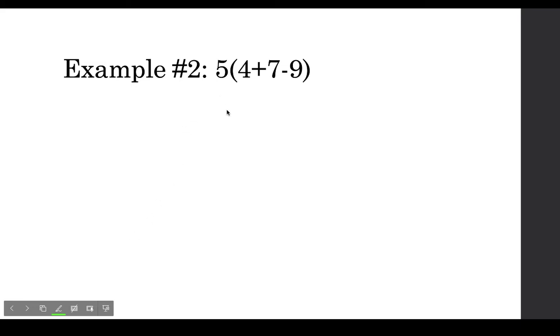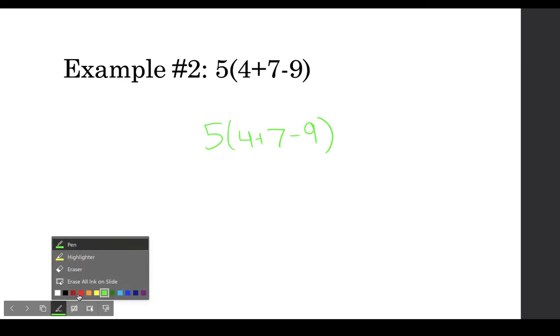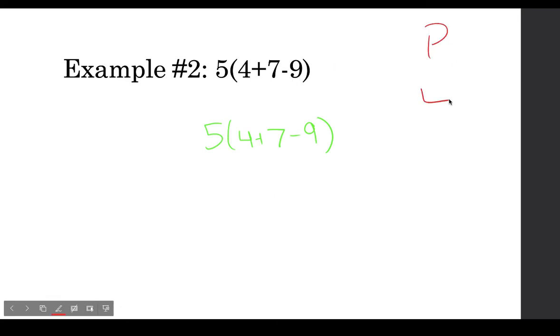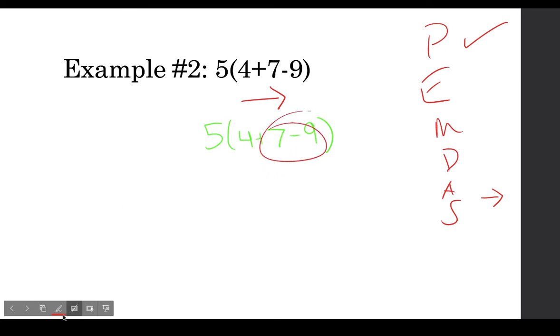Example number 2, 5 parentheses 4 plus 7 minus 9. Okay, so PEMDAS. Do we have parentheses? Yes. So let's solve. Inside the parentheses, we have addition and subtraction, which is done left to right. Let me just draw that arrow there. So are we going to solve 7 minus 9? Or are we going to solve 4 plus 7?